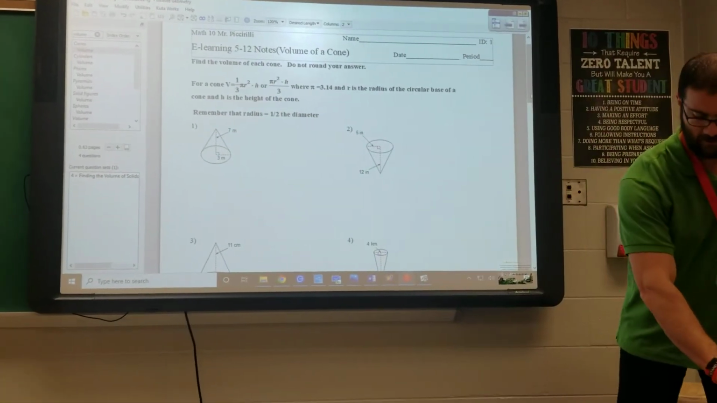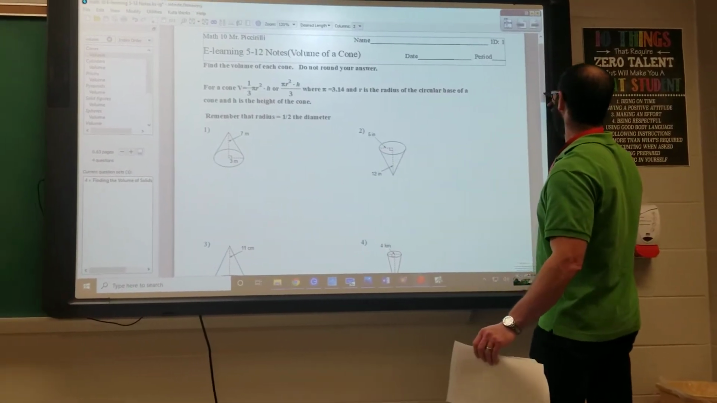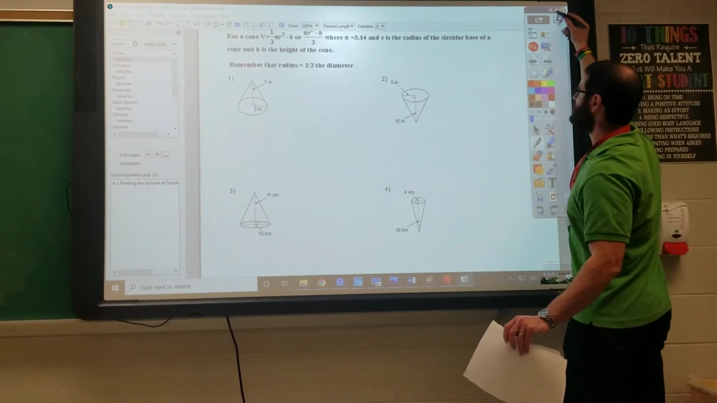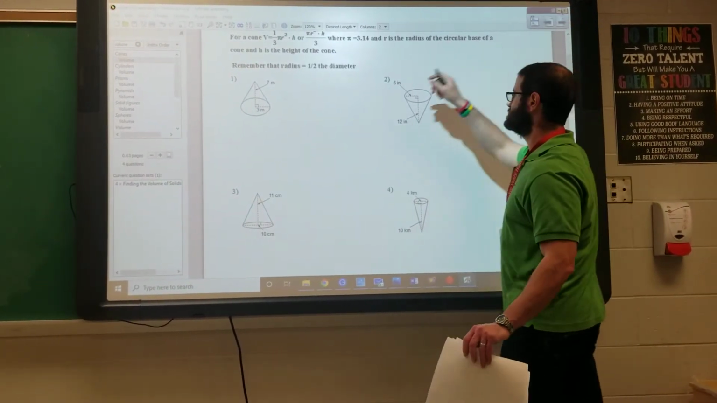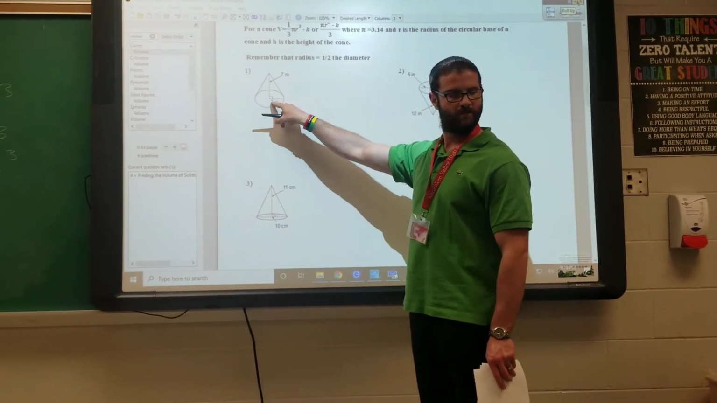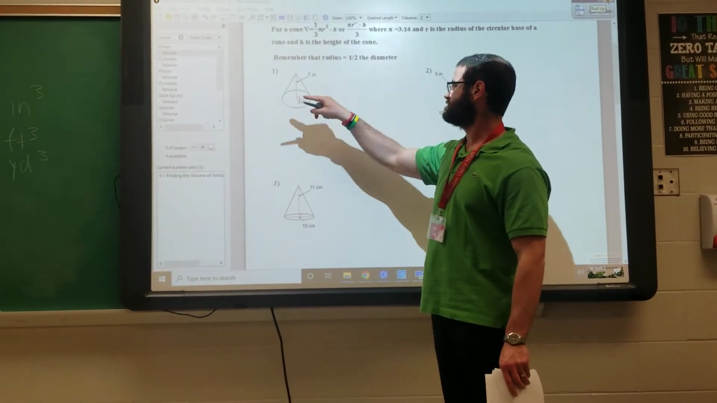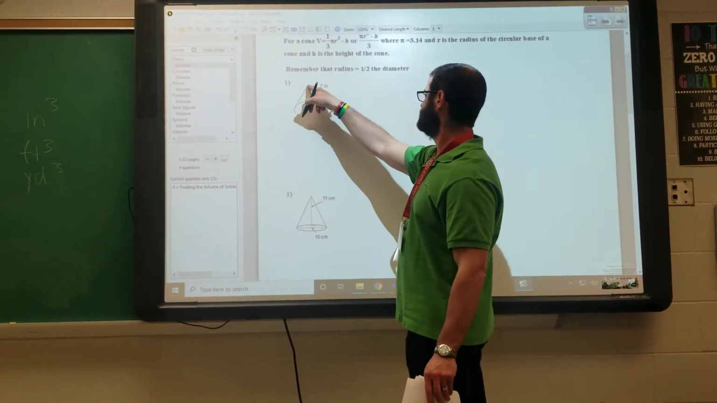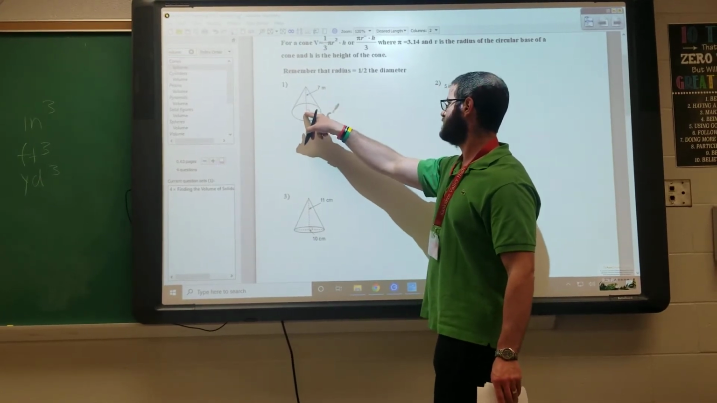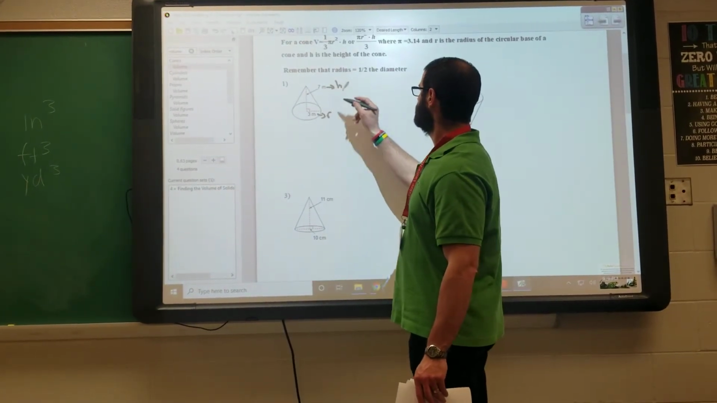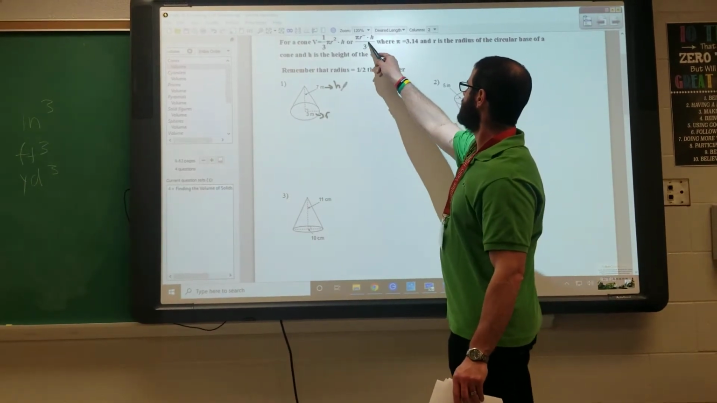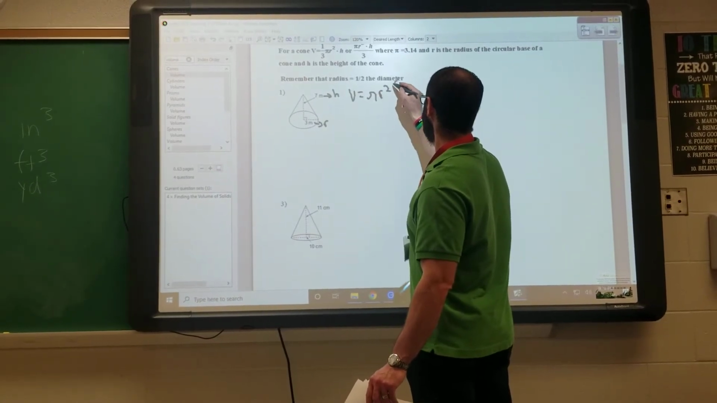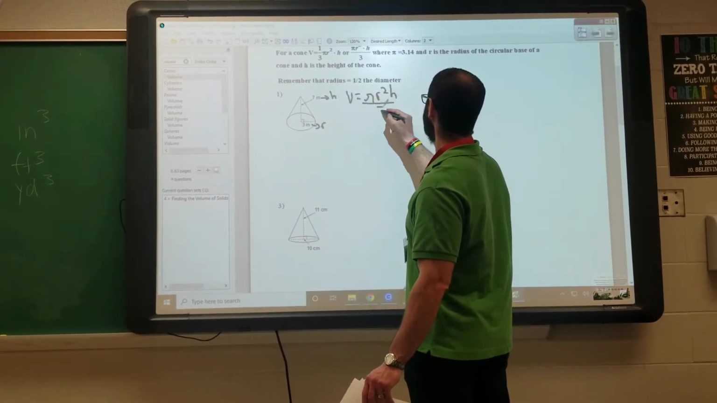All right, so let's take a look here at some examples. So the first one, let's identify what we got. We have 3 here. So what dimension is 3? Since it's halfway across the circle, that's the radius. So that's r. 7, that's the distance between the top and the base, so that's the height. So the version I'm going to use is pi r squared times height. So pi times radius squared times height over 3.